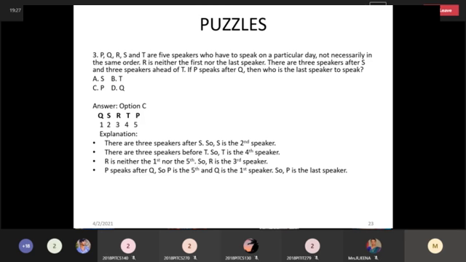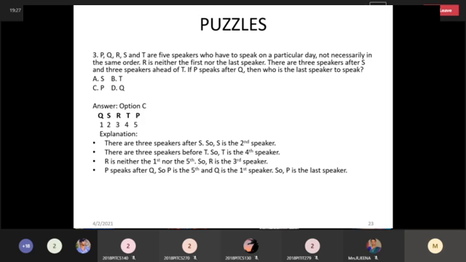P, Q, R, S, and T are five speakers who have to speak on a particular day, not necessarily in the same order. R is neither the first nor the last speaker. There are three speakers after S and three speakers ahead of T. If P speaks after Q, then who is the last speaker? The options are A, S, B, T, C, P, D, Q. So there are three speakers after S. So that means R, T, P.